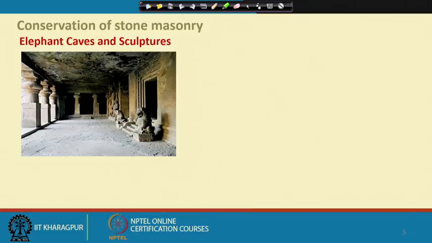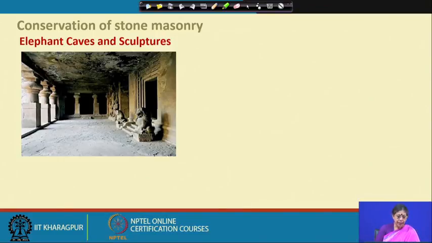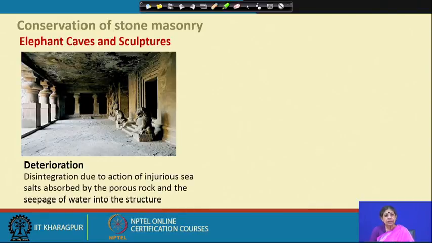Let us talk about another World Heritage Site, which is the Elephanta Caves and the sculptures within them. Sorry, there is a spelling mistake, it is actually Elephanta Caves, and these are rock-cut caves, and there are a lot of problems there. Let us see the type of deterioration which happened there. It is a disintegration due to the action of injurious sea salt. You see the location, close to the sea, and most of the time it is the same. Mahabalipuram, Elephanta Caves, Canora, all of these have problems due to the salinity in the water and air.